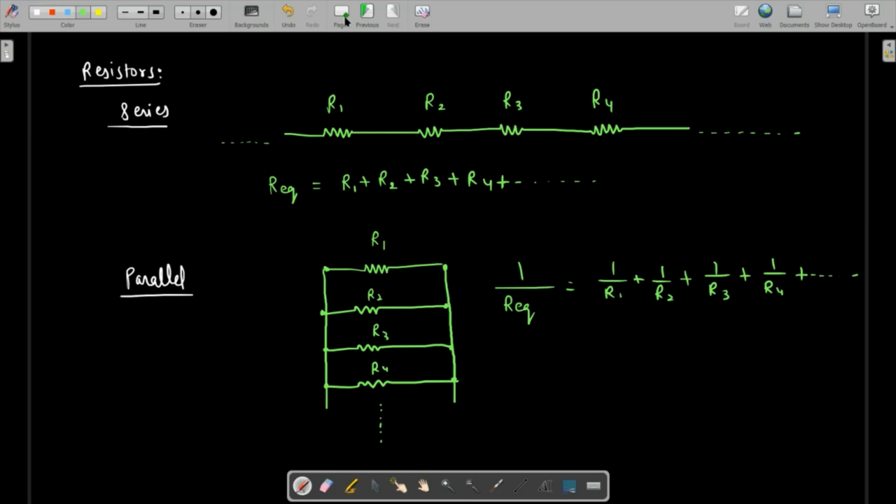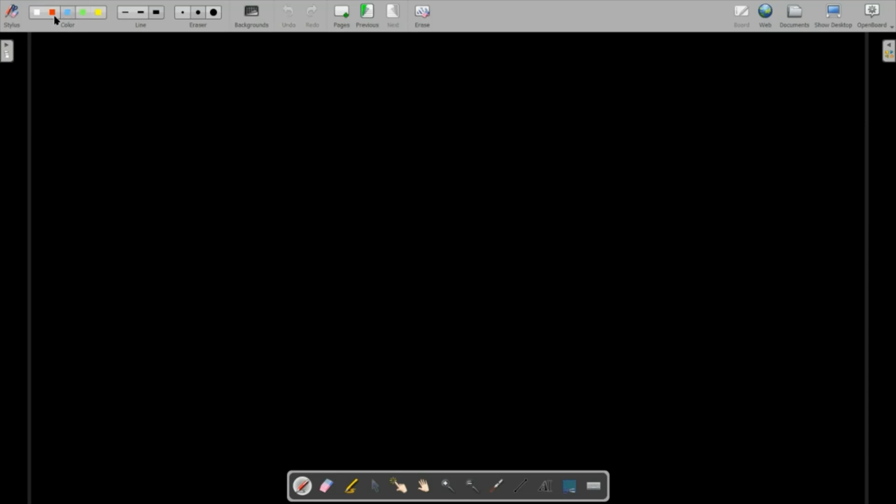So let's consider some examples on finding the equivalent resistances, which will make it a bit more clear. Let's say we have these two resistances between A and B. Let's say this is 2 ohm and this is 5 ohm. So what is the equivalent resistance between A and B? We realize that these two resistances are in series, so the equivalent resistance is going to be the sum of the individual resistances. So that's going to be 2 plus 5, which is 7 ohms.